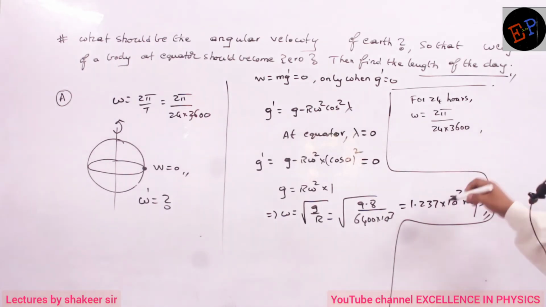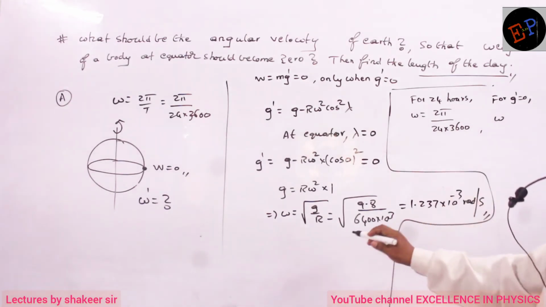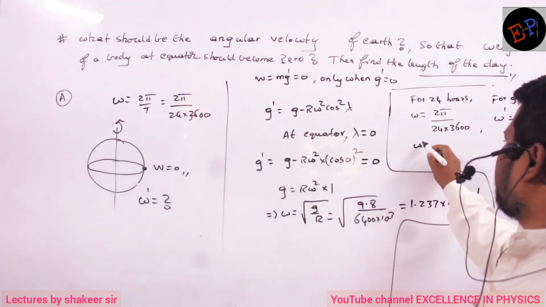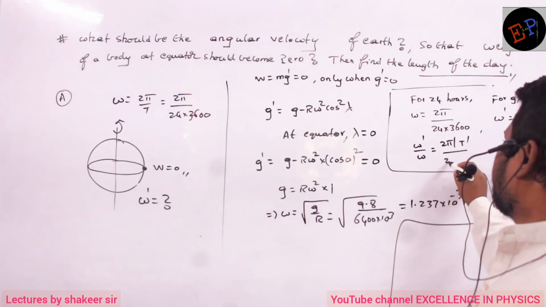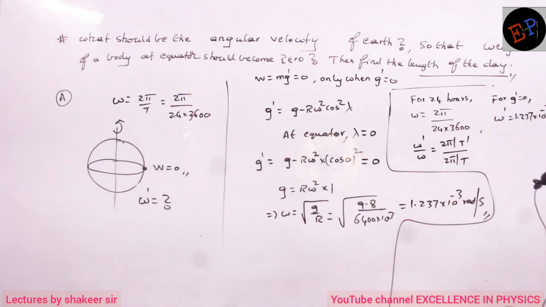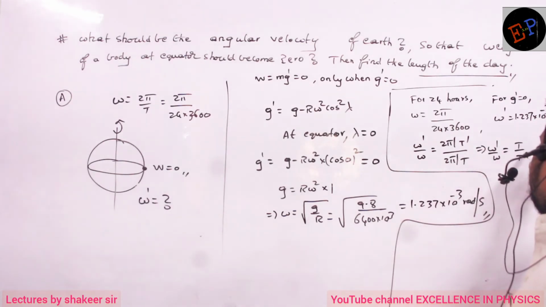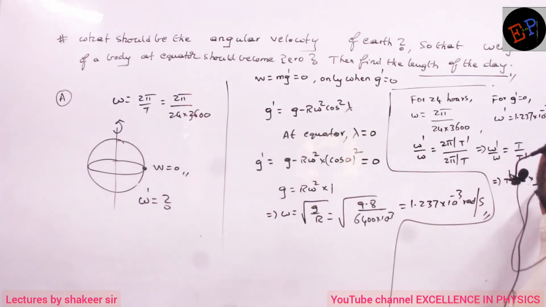Now for g becoming 0, what is the angular velocity? Let us call this angular velocity omega dash. How much is it? 1.237 multiplied by 10 power minus 3. So just divide both of them. Omega dash divided by omega is how much? It is 2 pi by T dash divided by 2 pi by T. That's all, no? So omega dash by omega will be equal to T divided by T dash. I want the T dash value, no? So T dash value is T into omega divided by omega dash.